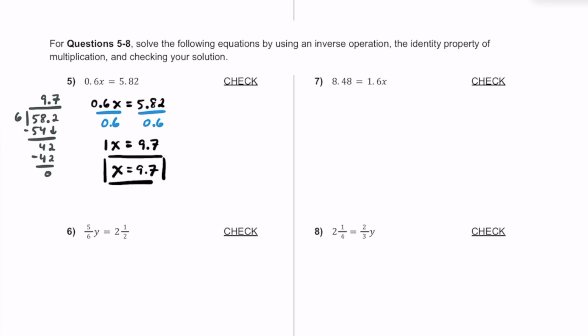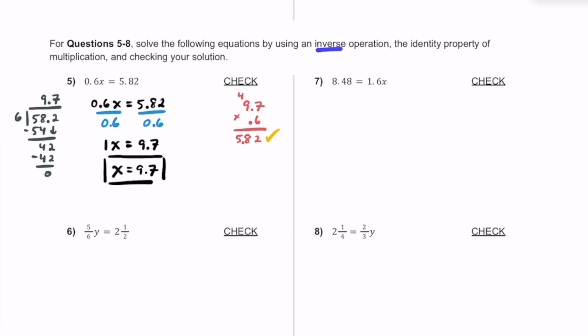Okay, let's check this to see if it's true. To check it, we take the solution we found and substitute it in right over here. We multiply 6/10 by 9 7/10 and see if it equals 5.82 or 5 82/100. So let's multiply 9 7/10 by 6/10 and see if this checks out. Well, 7 times 6 is 42, carry the 4. And then 6 times 9 is 54, plus the 4 is 58. So we have 582. We need 2 decimal places since we have 2 decimal places in our factors. This does equal 5 82/100ths, so this checks out.